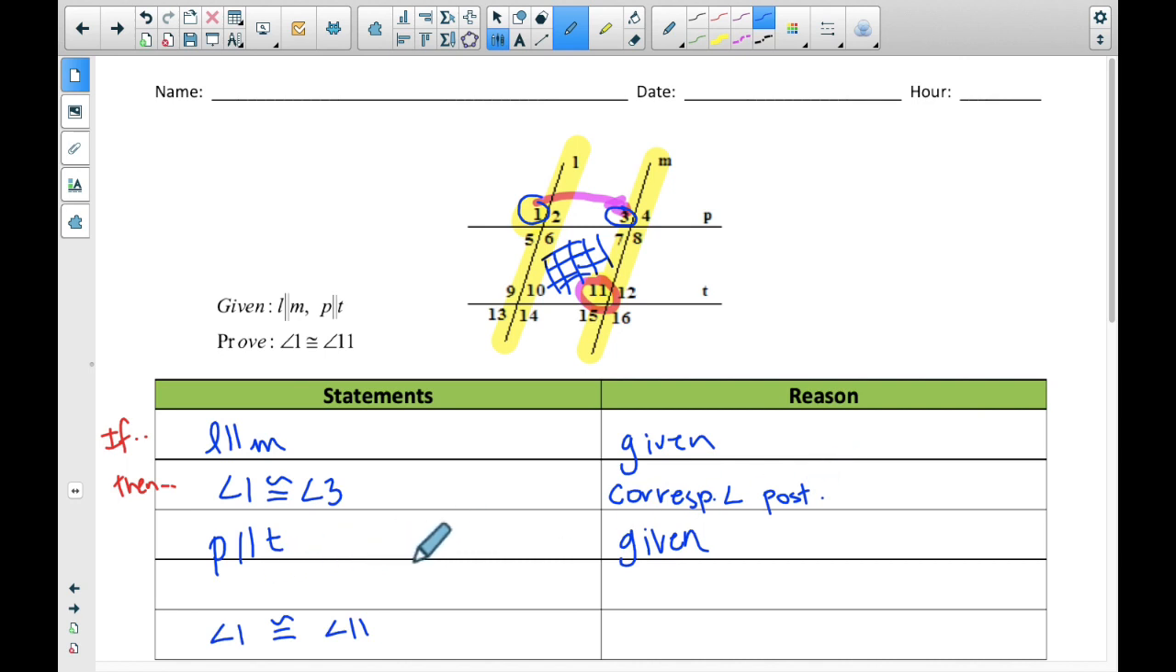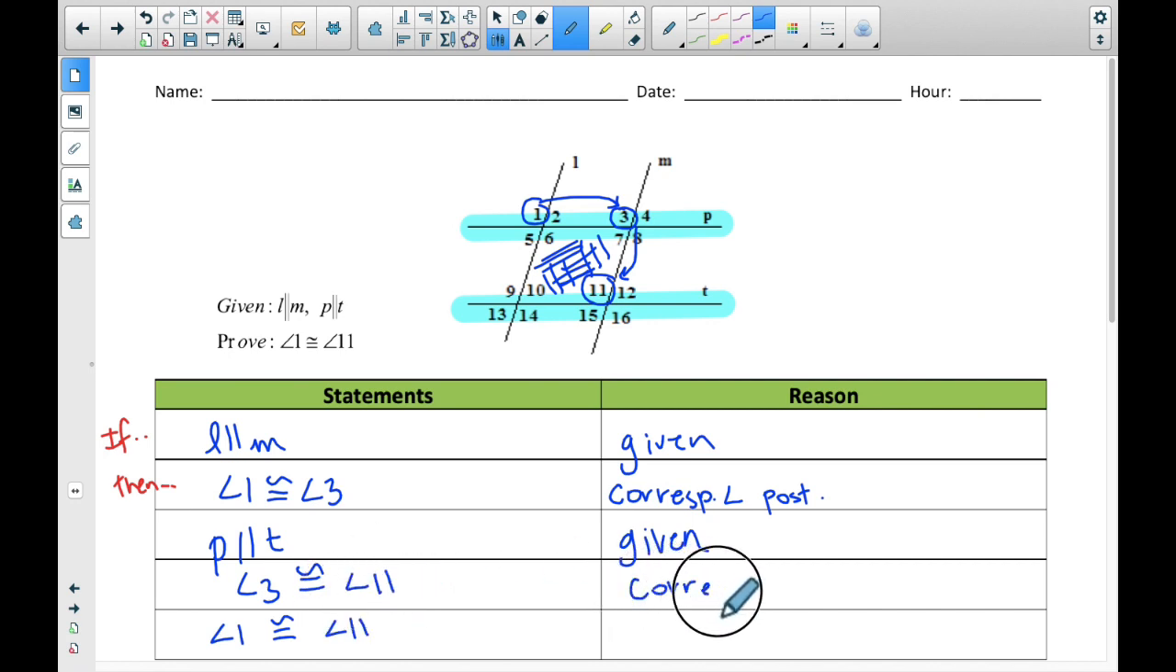P is parallel to T. All right, I'm going to ignore now. I'm going to erase all my highlighting. Okay, so now I want to focus my attention on P and T. And again, I'm trying to work my way around. I'm trying to get to angle 11. So I went from 1 to 3. I said that those were corresponding. I need to somehow get to this next angle 11. Well, that's actually pretty easy because it's corresponding as well. So I can also say that angle 3 is congruent to angle 11. And the reason is the corresponding angle postulate.